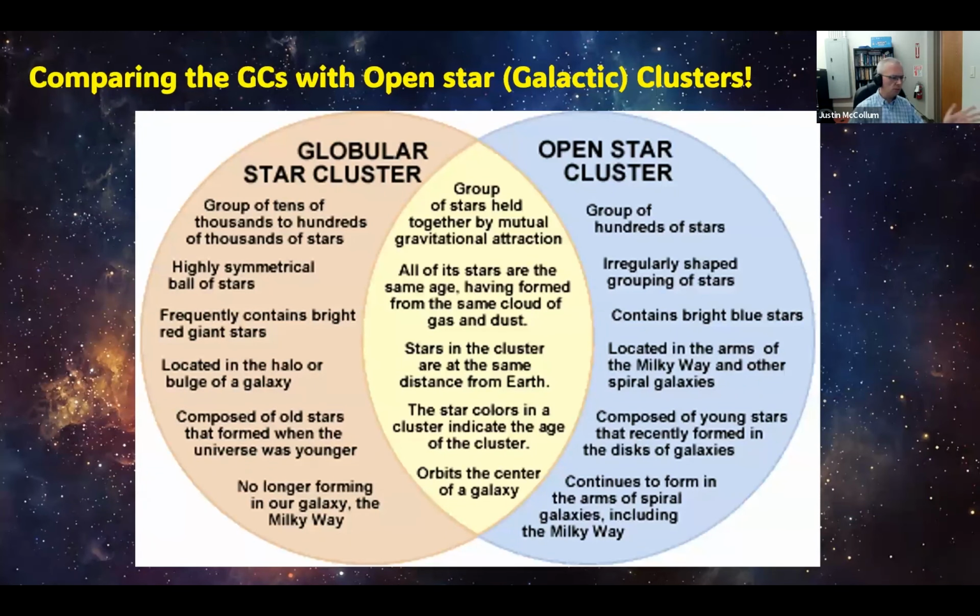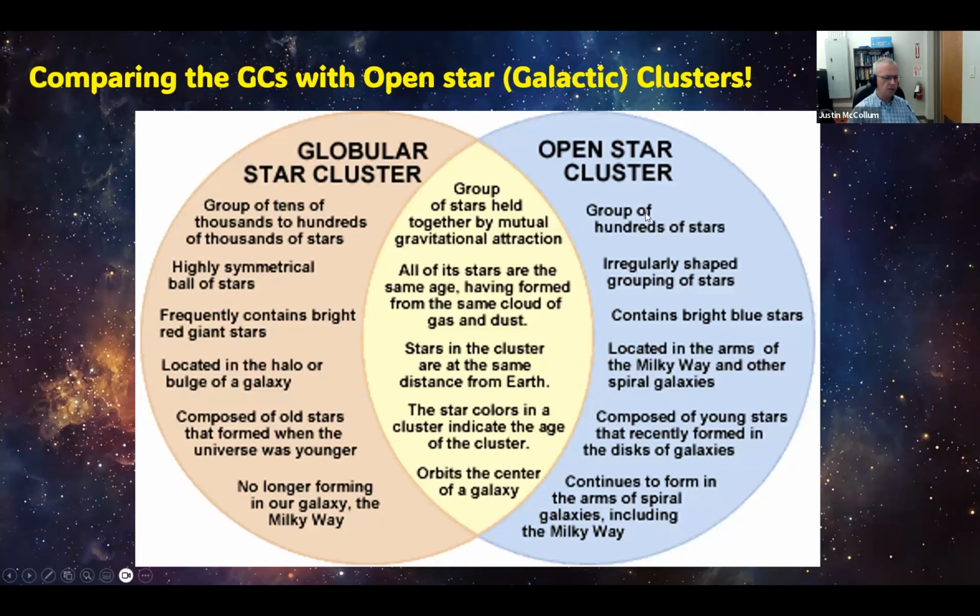What's the difference? What do globulars and open star clusters have in common? Well, they're held together by mutual gravity. All the stars will be about the same age. Stars in the cluster are at the same distance from the Earth. They're cooler stars. The colder the stars, the older the cluster, and they all orbit around the center of the Milky Way. The open star clusters, they'll contain bright blue stars.